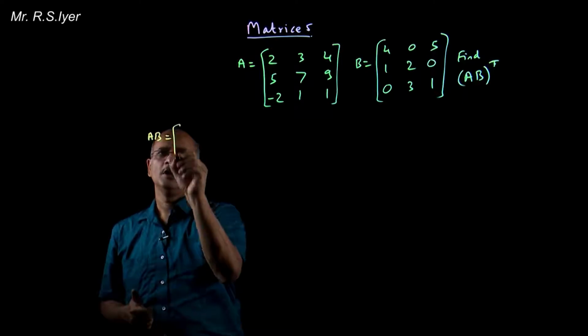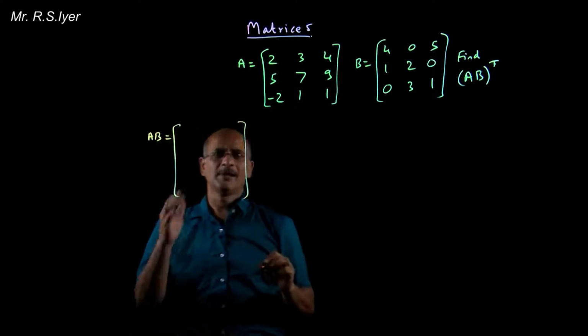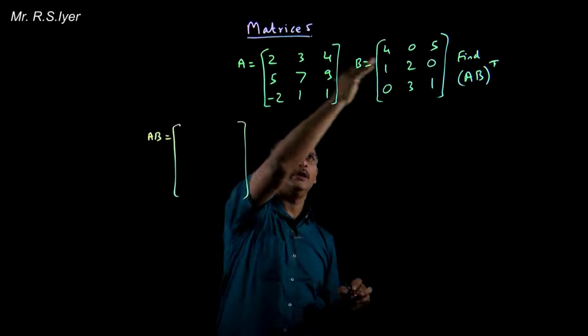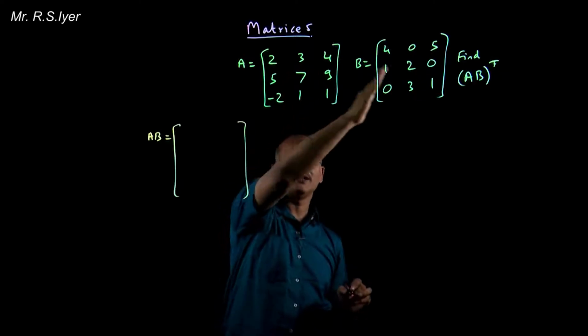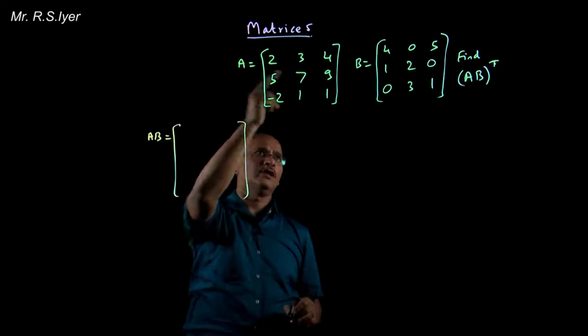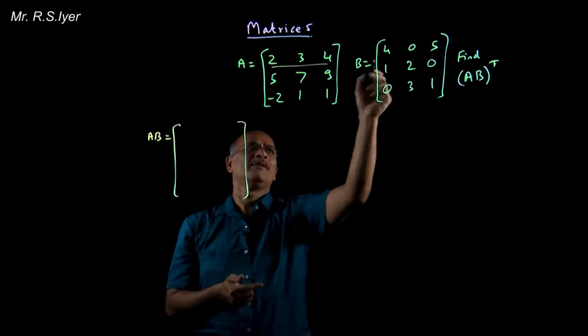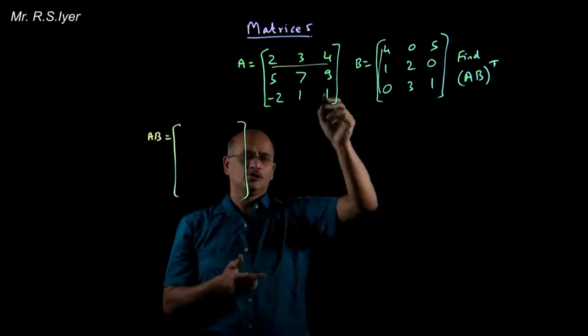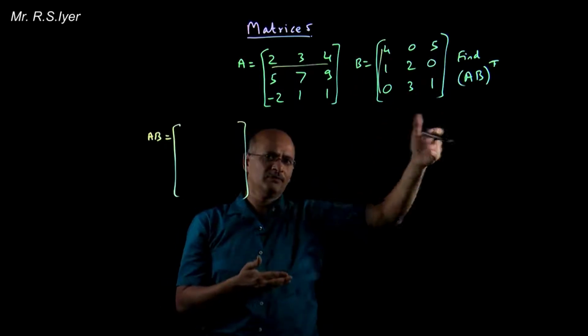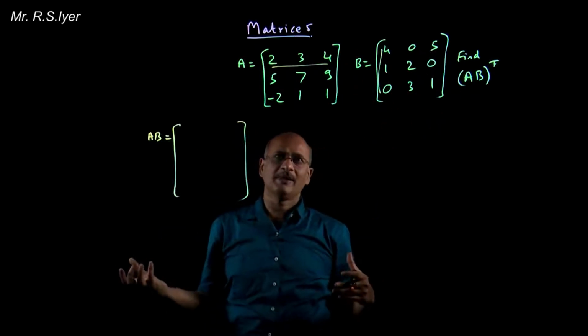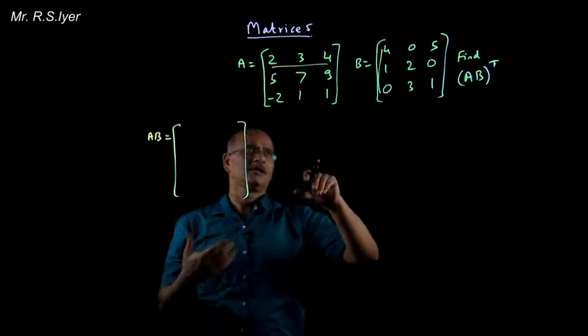So AB, you know what AB is, right? You multiply the row into column from the first matrix to the second matrix. So let us see what happens. 2 4s are 8. Now remember this row and this column. The first row you have to multiply with all the columns, which we had seen in how to multiply the matrices, and let us get this part clear.